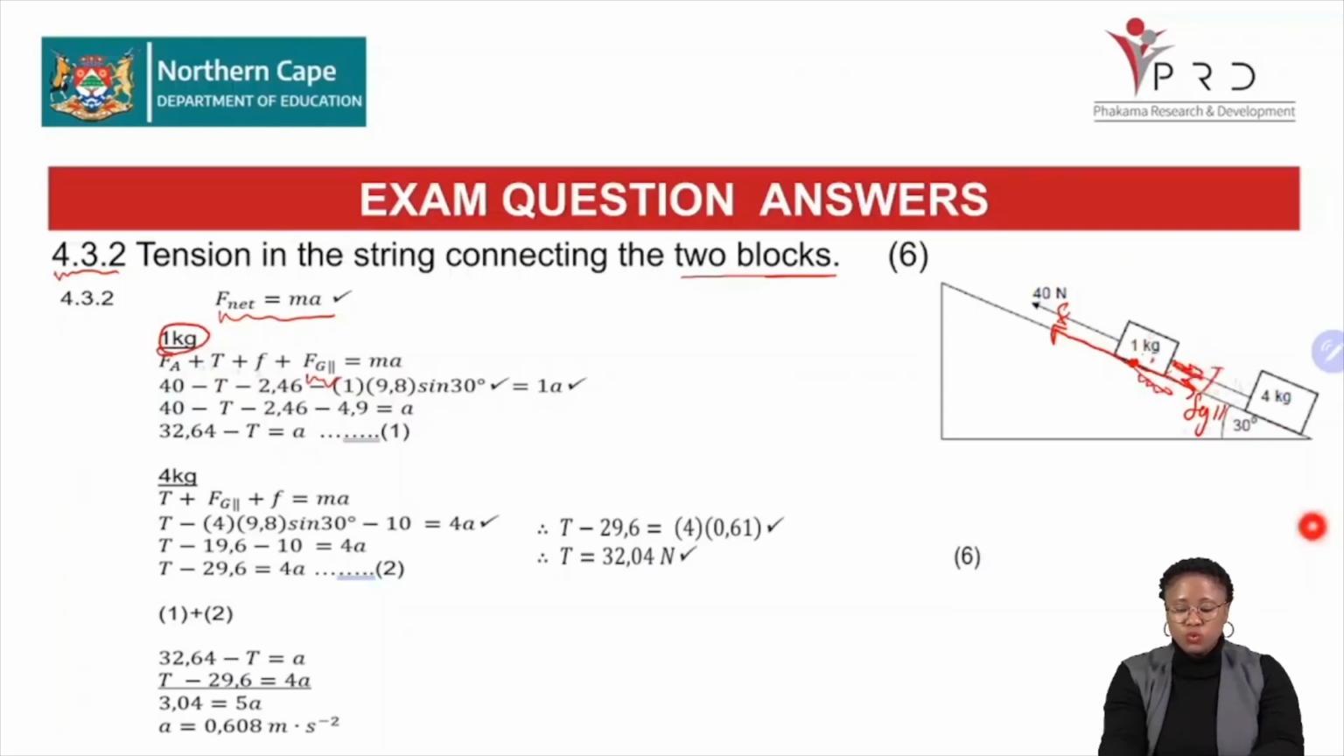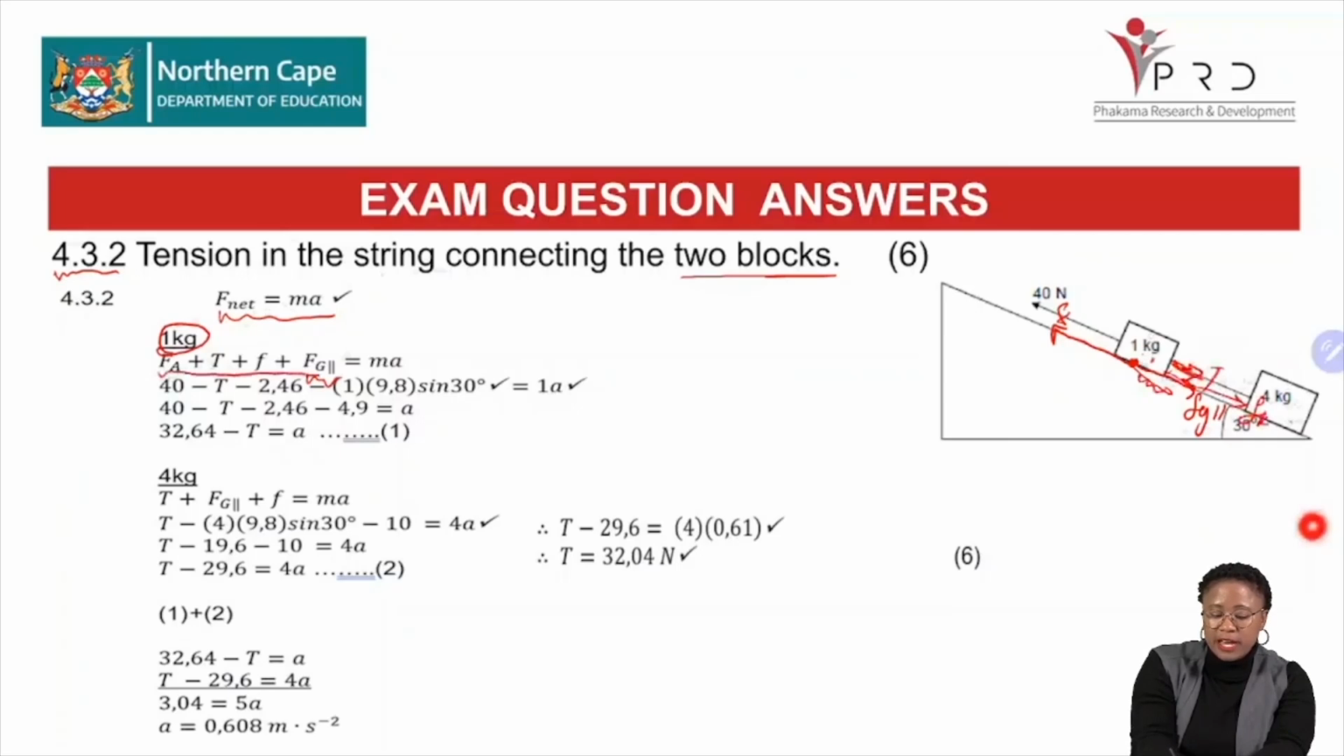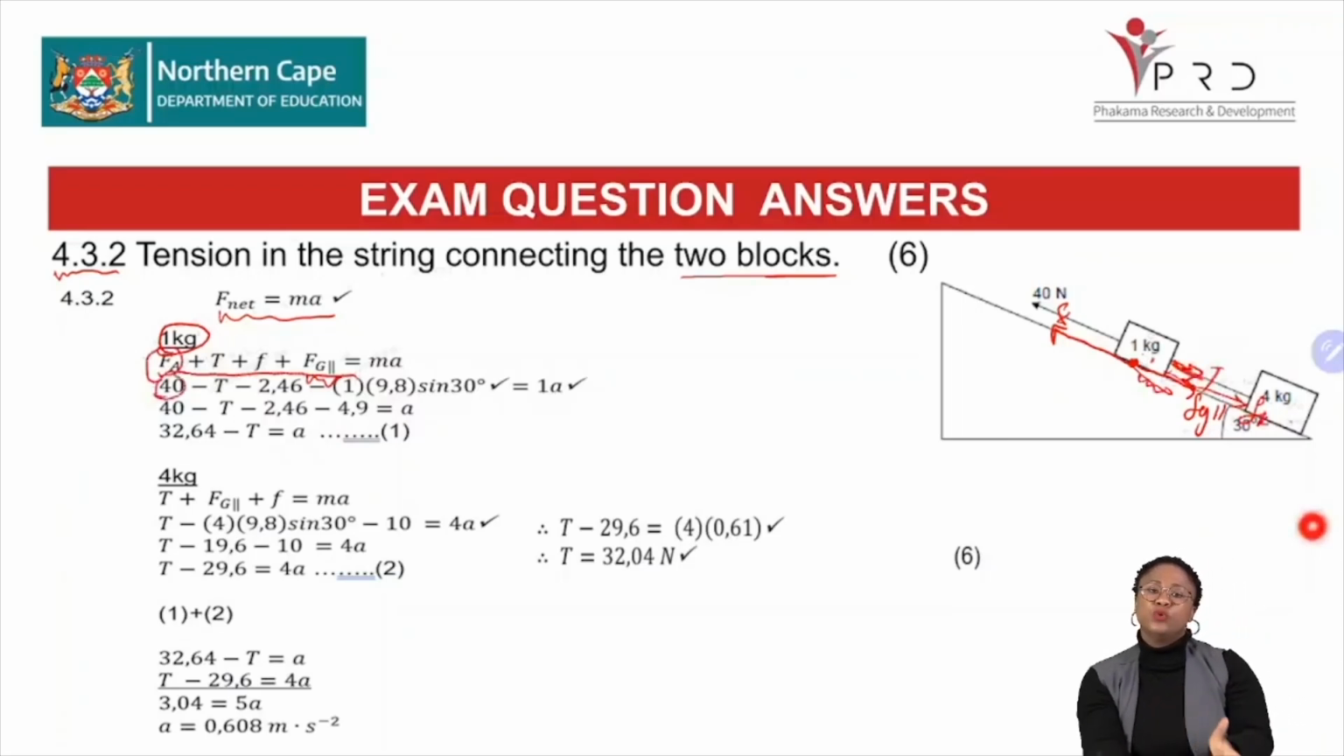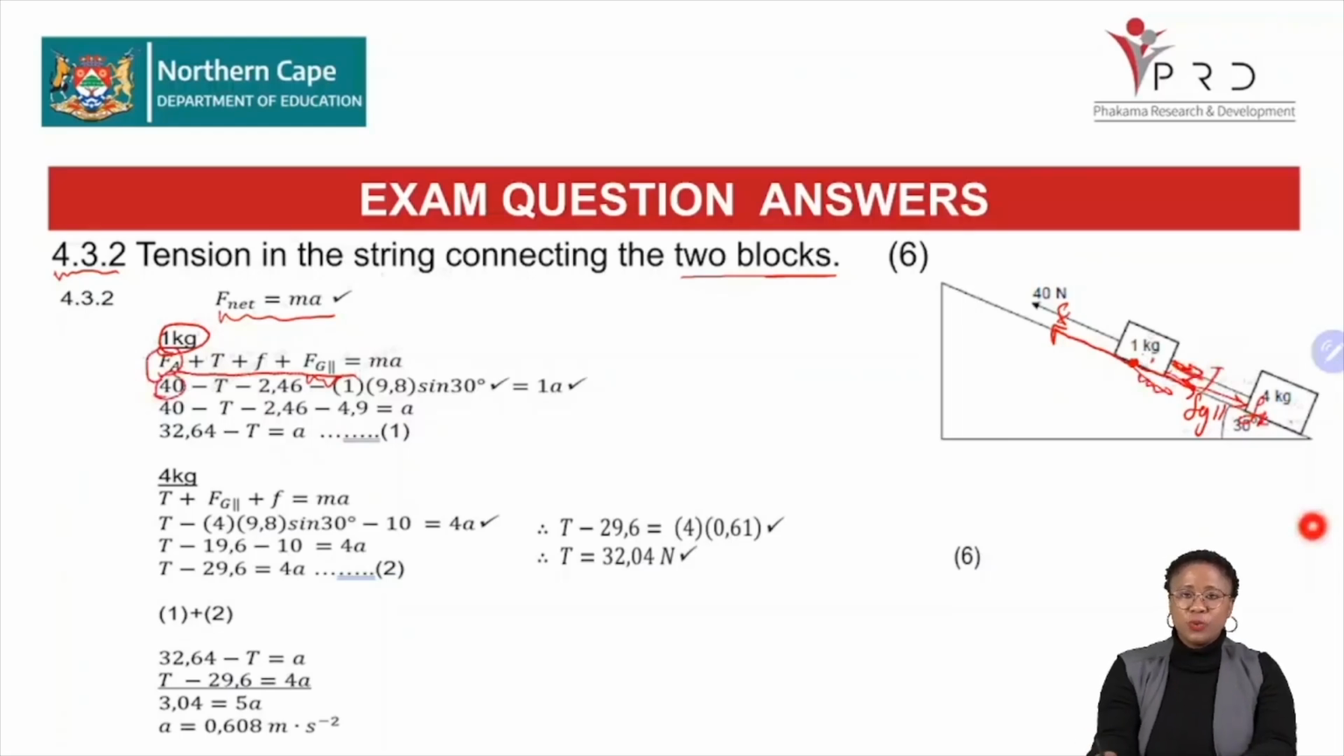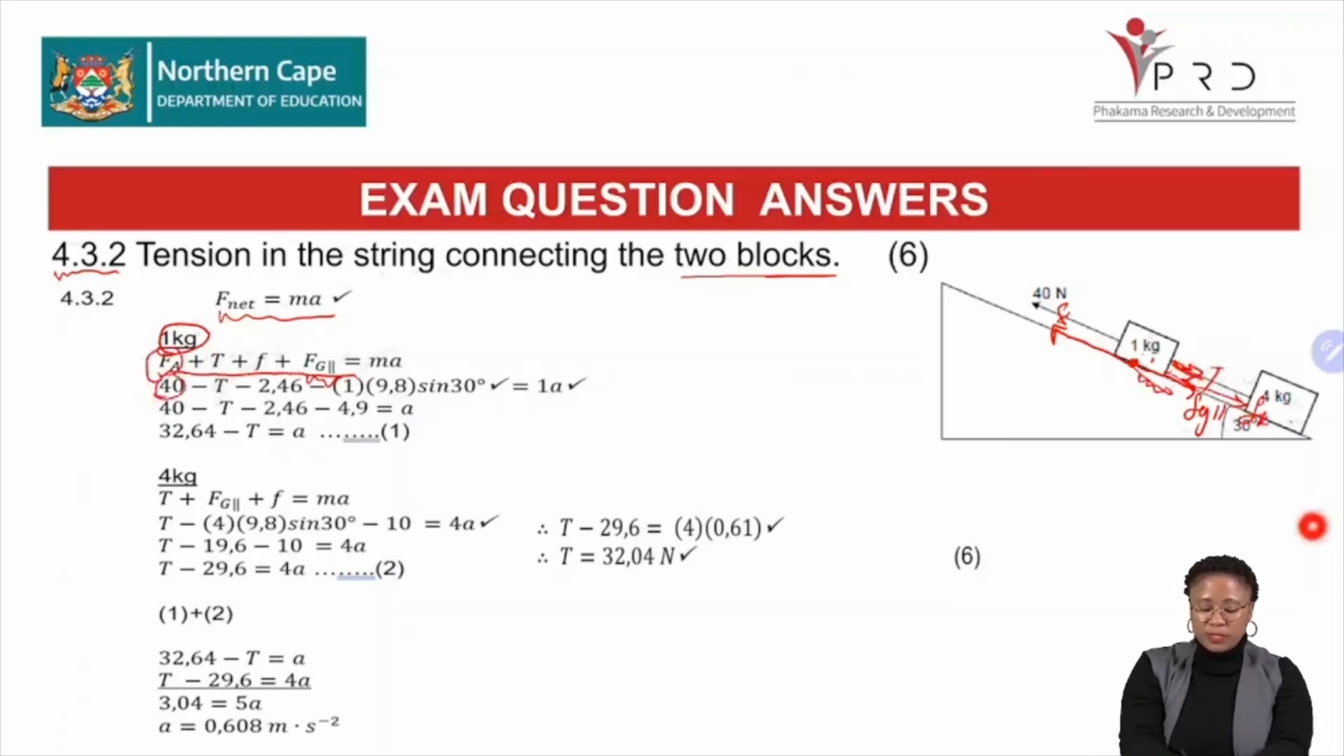Don't forget to also choose what? To choose direction. Remember, you also have the friction force. Your friction force will also oppose the motion of the object. Then that's what you have over here under the 1 kg block. Fa will be positive. Why is it positive? Because you are taking the direction of the motion as positive. The direction of the motion is going up the incline. Therefore, up the incline will be positive. Anything that opposes it, that is going down the incline, will be negative. That's why we have minus tension, minus the friction force, minus Fg parallel.